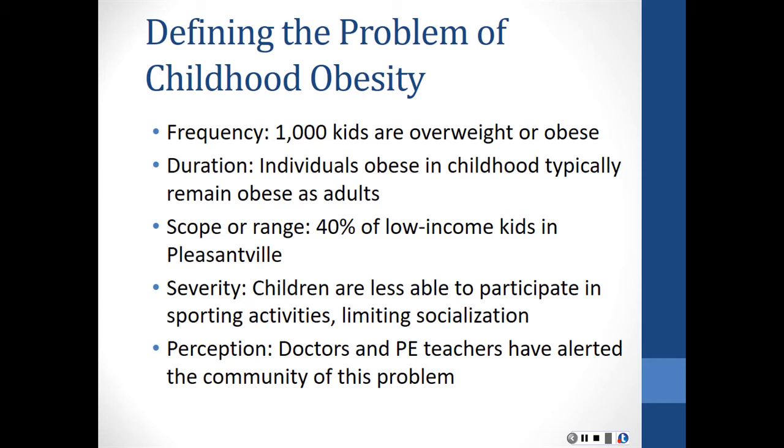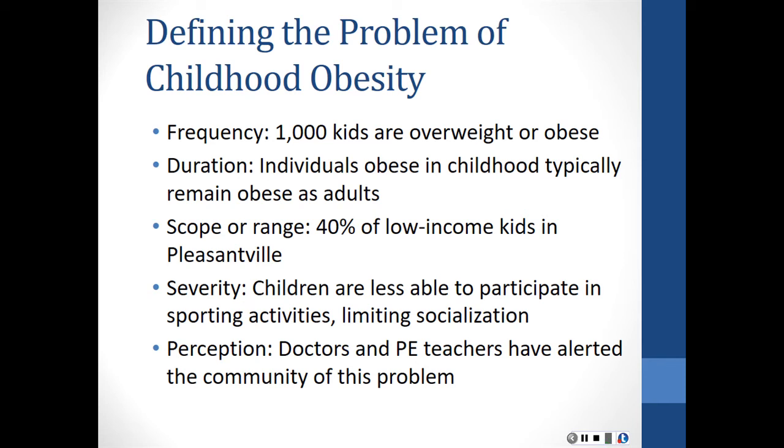When we're thinking about the scope of the problem, 1,000 kids, how many is that in comparison to the general population in Pleasantville? So 1,000 kids translate to 40% of low-income kids who reside in Pleasantville. So we've kind of identified that the scope is really focused on low-income kids in particular, and 40% of them are overweight or obese.